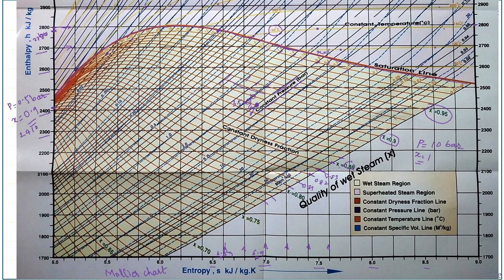So now let us consider the properties of steam that we want to find out. Or say for example, we take one point here. Steam is taken at a pressure of say 3 bar.